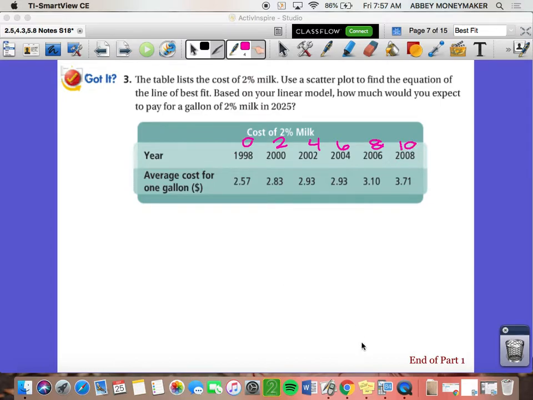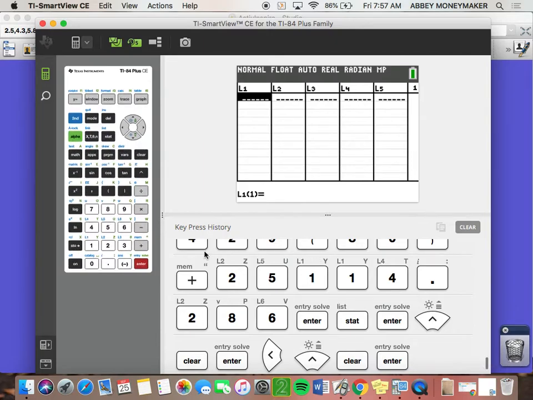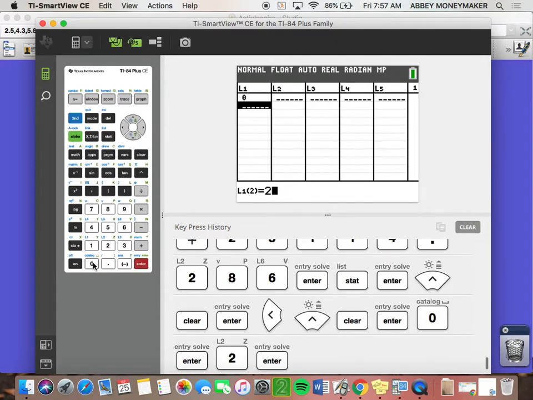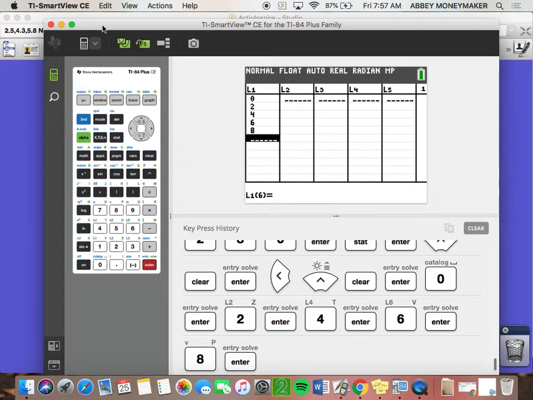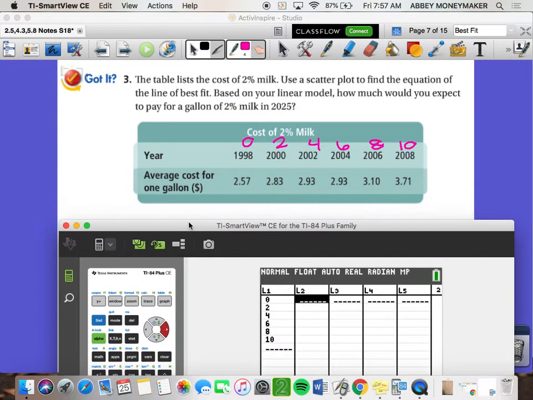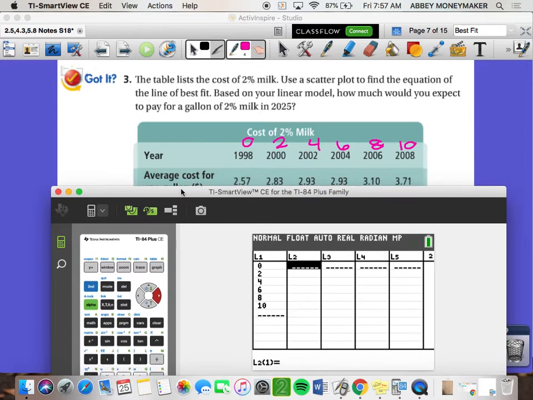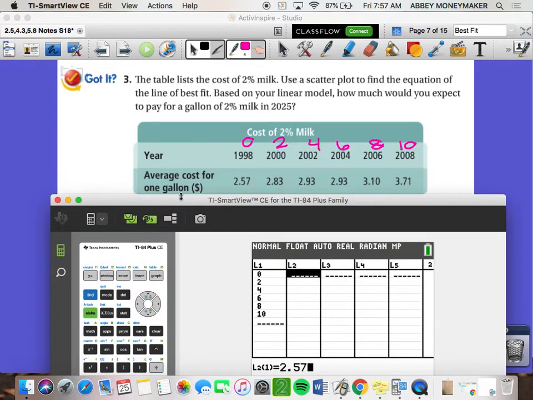So let's pull that up. So we would start with 0, 2, 4, 6, 8. And did I go to 10? Yes. Miss Jones, it is a Friday, is it not? Lord help me. Okay, so we got 2.57, 2.83, 2.93, 2.93, 3.10, and 3.71.